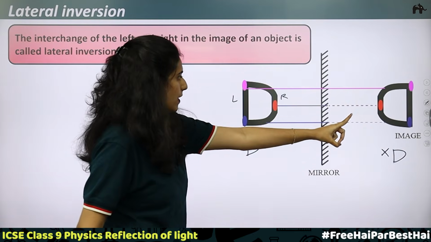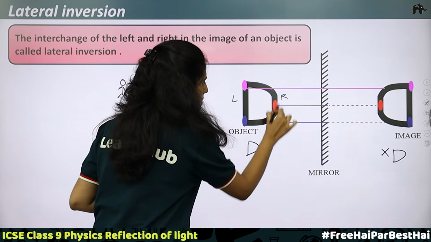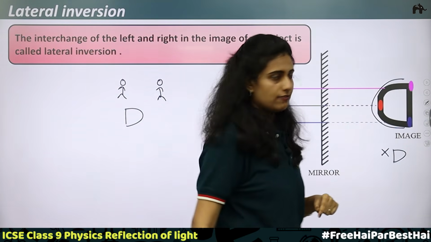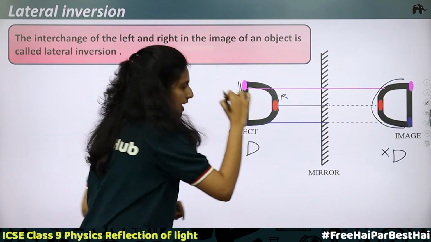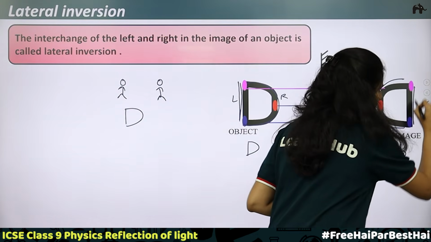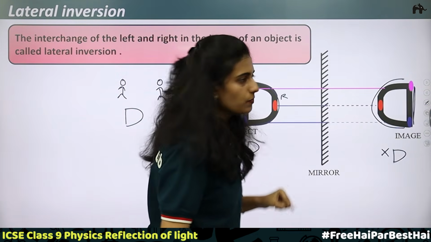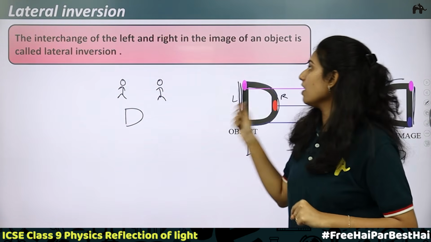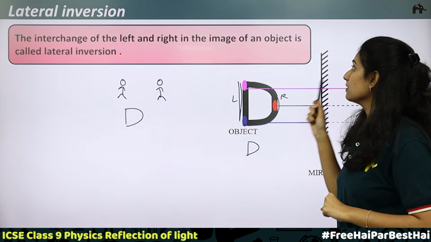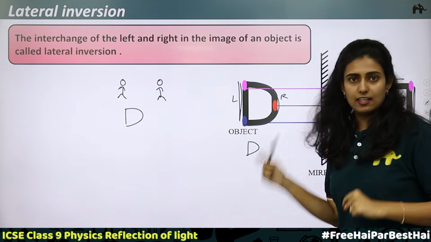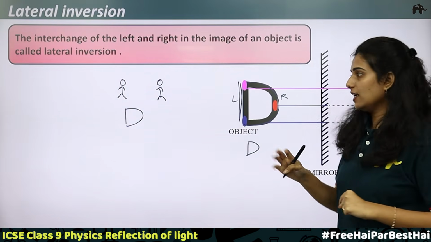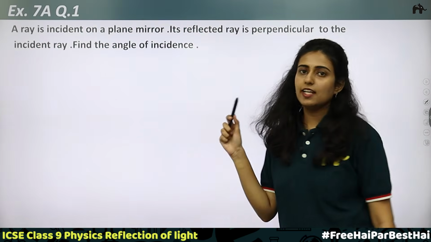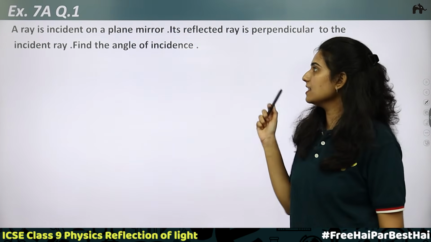Here the right side, that is the bent portion, has come to the left. And the straight part, which is the left side, has come to the right. This difference has happened because of lateral inversion. Interchange of the left and right in the image of an object is called lateral inversion. Because of lateral inversion, when you lift your right hand, it appears like you are lifting your left hand. Now let us take questions from exercise 7A.